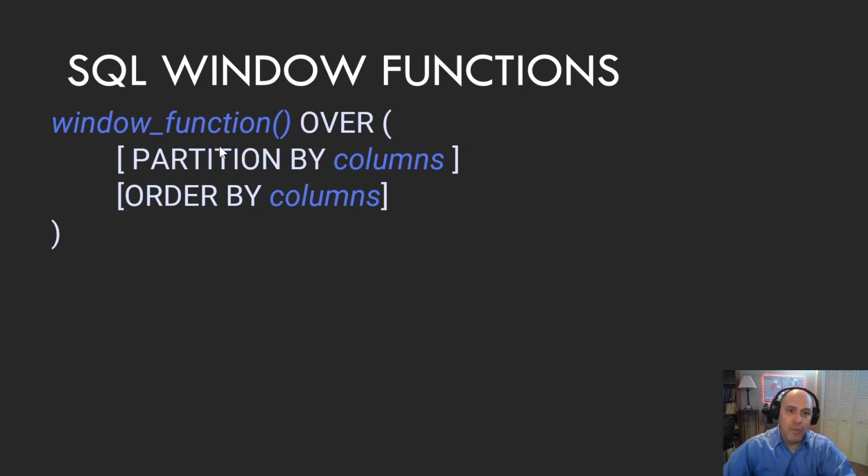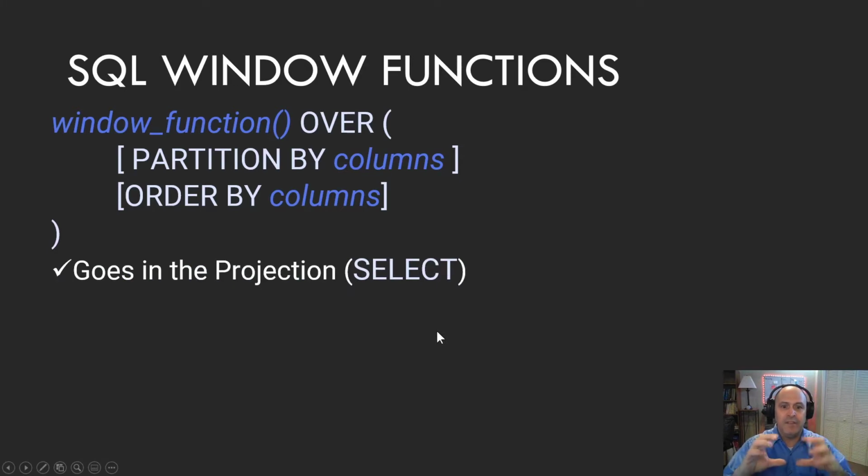First, we start out with a window function itself, then we have an over clause, and in parentheses, we specify how we want to partition it, that is, which columns we want to sort of group or organize the window function by, and then the order by is applied within that partition how the data might be sorted. And there are certain window functions that require the data to be in a certain order for them to make sense. You will find that the window functions are in the projection.